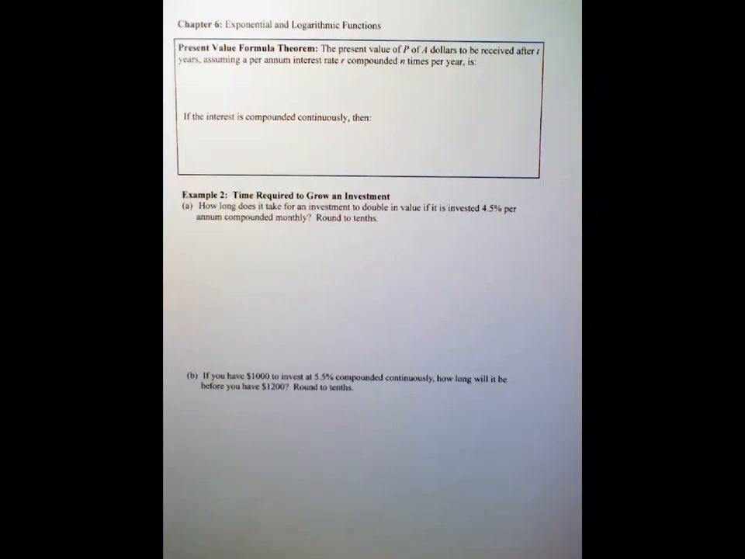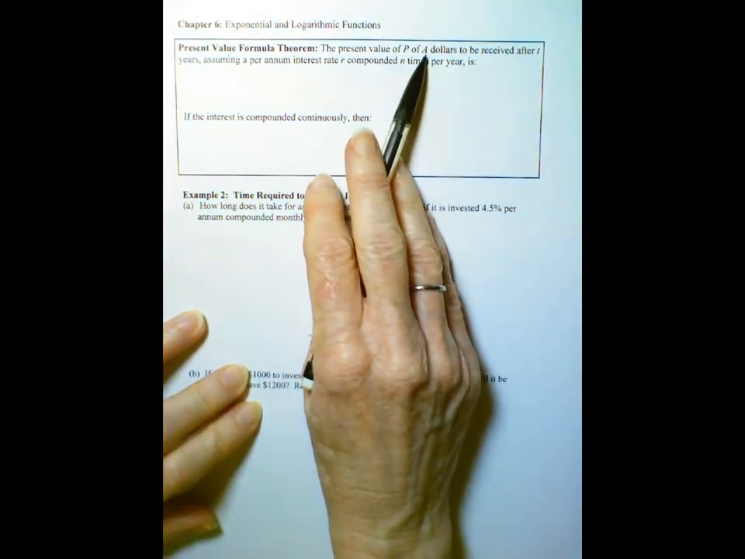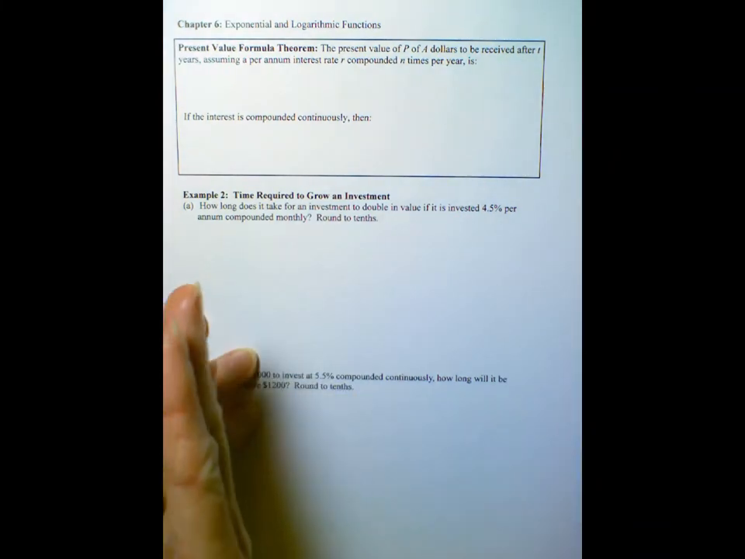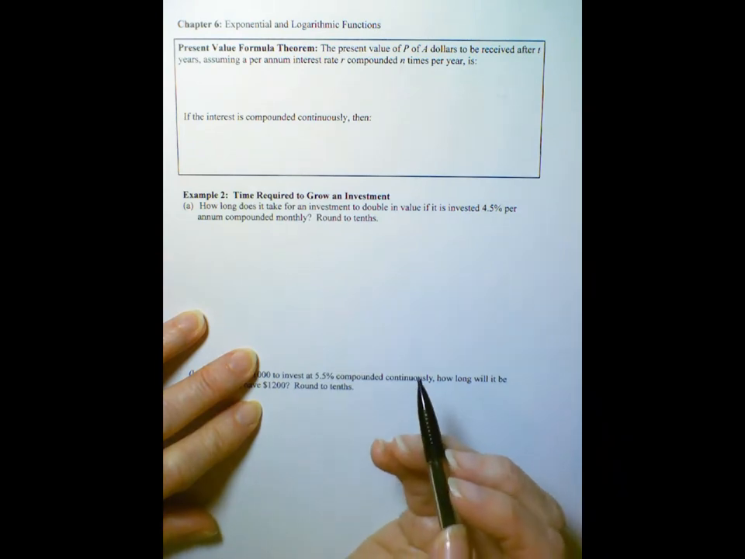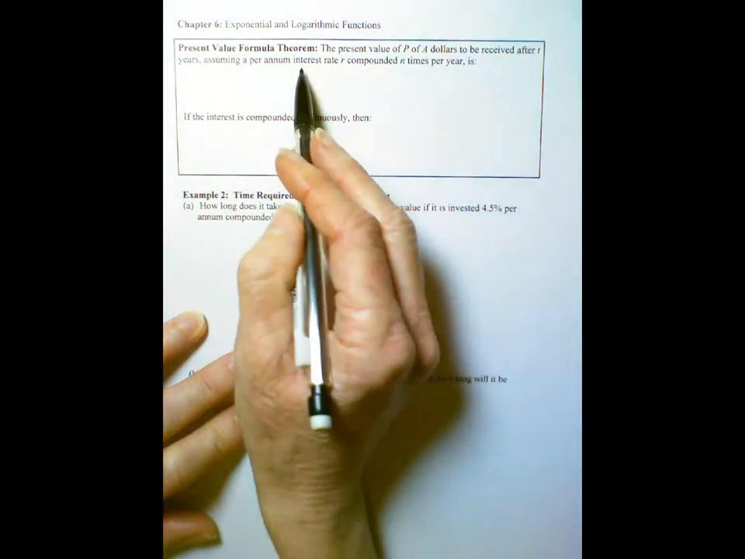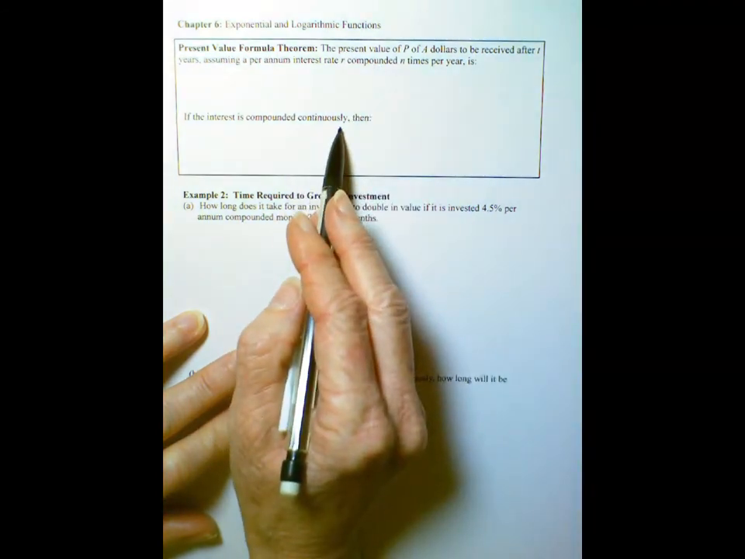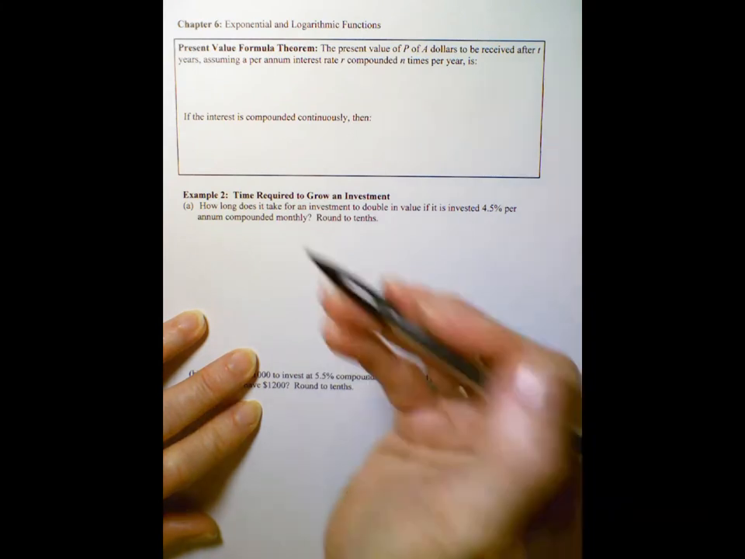All right, continuing with section 6.7 on financial models, we want to look at the present value formula theorem. Now, all this says is if you know how much you want to have in the future, can you compute what you need to invest today? So you just take the two formulas you were already given for the compounding and the continuous compounding and rearrange them solving for P.